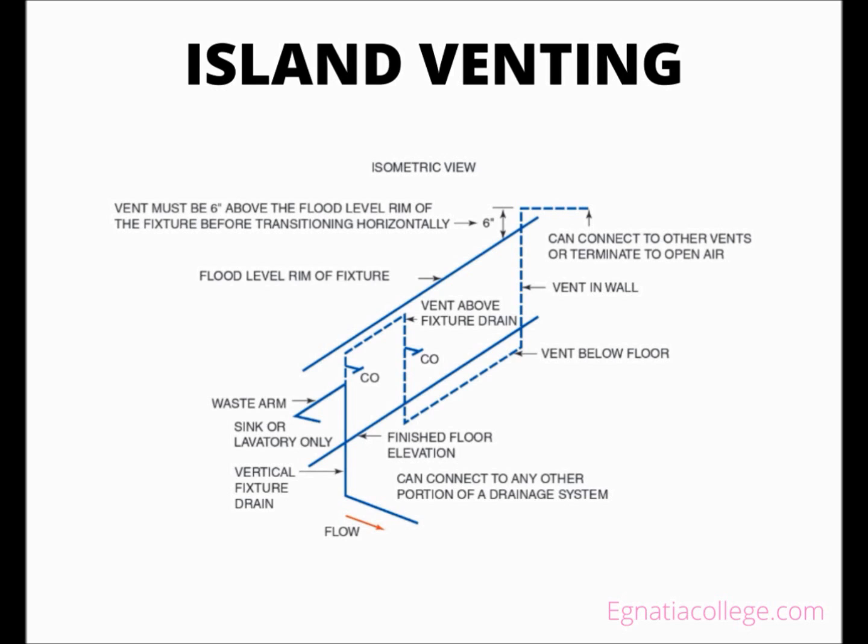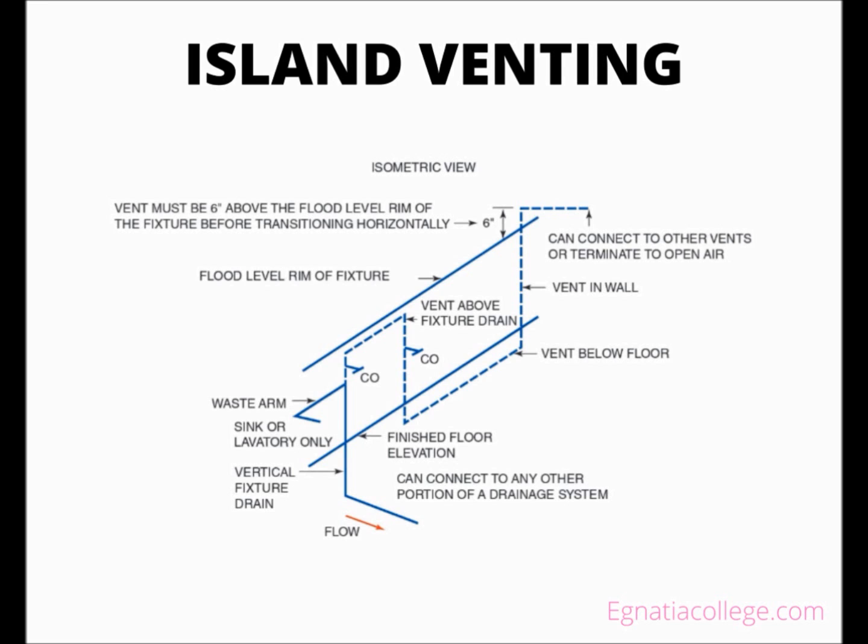The vent located under a sink can be transitioned horizontally below the flood level of the sink, but the vertical portion away from the sink that rises in a designated location cannot be transitioned horizontally until it is 6 inches above the flood level rim of the sink. This design might need to be submitted to a code official before it can be installed.